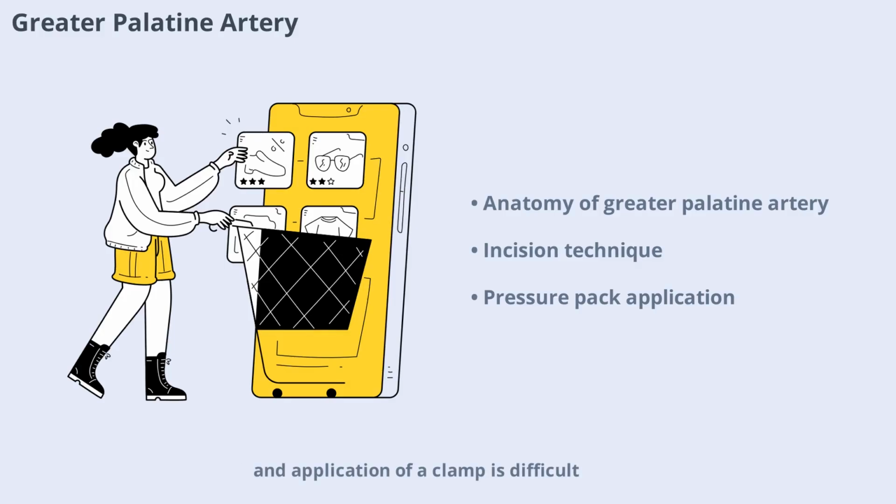Most hemorrhage can be controlled by a pressure pack, which is kept in place by tie-over sutures for 24-48 hours. The pack can be safely removed after 48 hours, ensuring effective control of bleeding from the greater palatine artery.